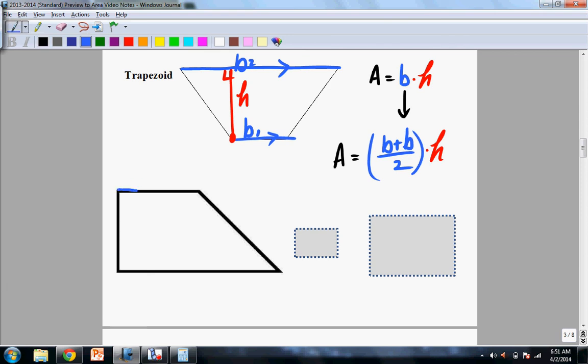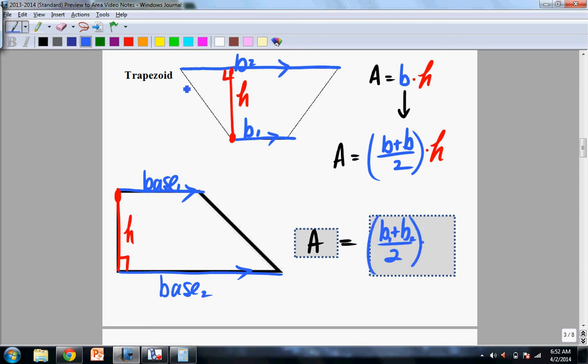In this trapezoid on the left, these would be our parallel sides, which make them the bases. So base, base. It really doesn't matter which one's base 1 and base 2. Our height creates a right angle, so sometimes the height is on the edge. Otherwise, you have to drop it and make it a right angle. So again, the area equation of a trapezoid is area equals average the bases, base 1 plus base 2 over 2, times that height.